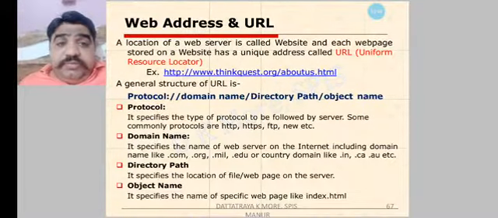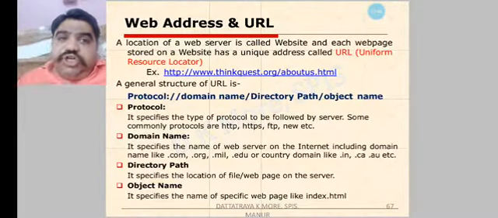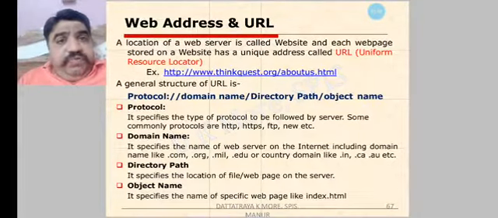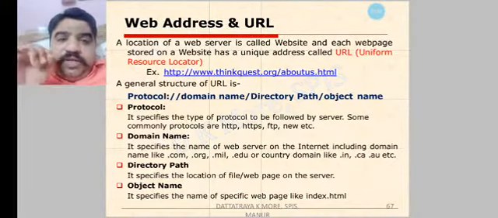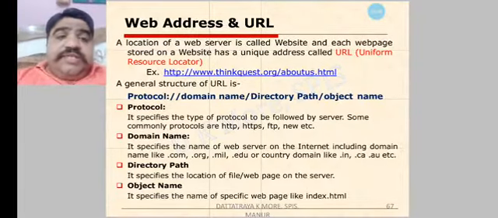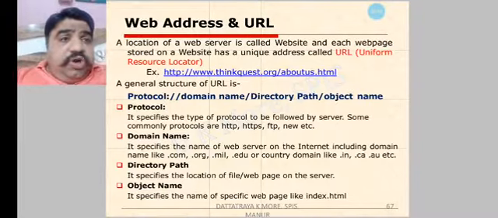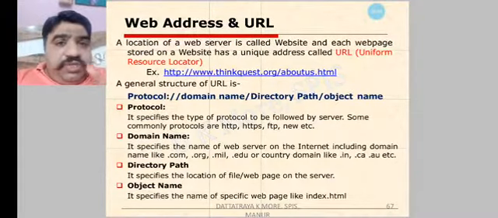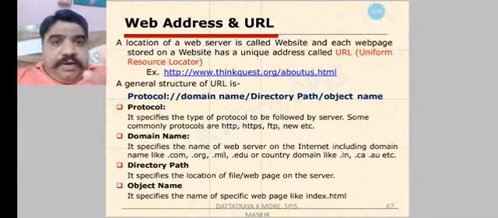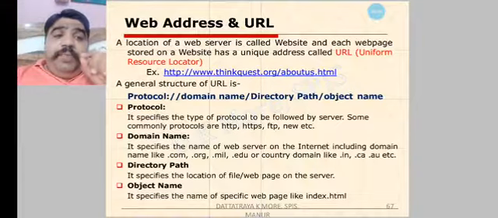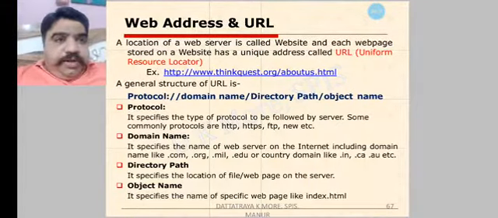Directory path. It specifies the location of that file or web page on the server, in which directory, in which folder it is kept, that name is there. Then the last one is the object name, the last file name, about us.html. That is the file which is going to be opened in the web browser. It specifies the name of a specific web page like index.html.